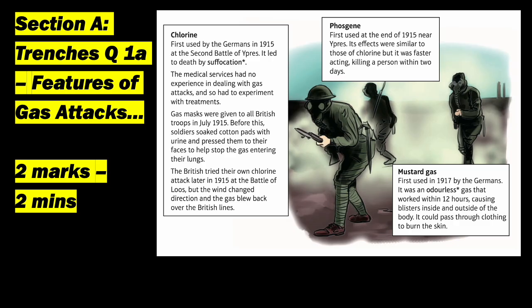The first one in your paper was the gas attacks. So you could choose anything at all about gas attacks. This image that's just cropped up here, you could pick any detail from that at all. Remember, you just need to identify the feature, which we'll look at in a minute with the model answers, and give some supporting detail. Most of you talked about mustard gas and or chlorine gas.